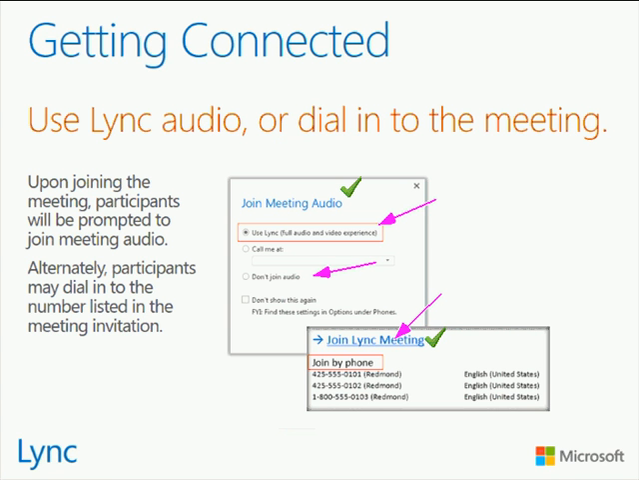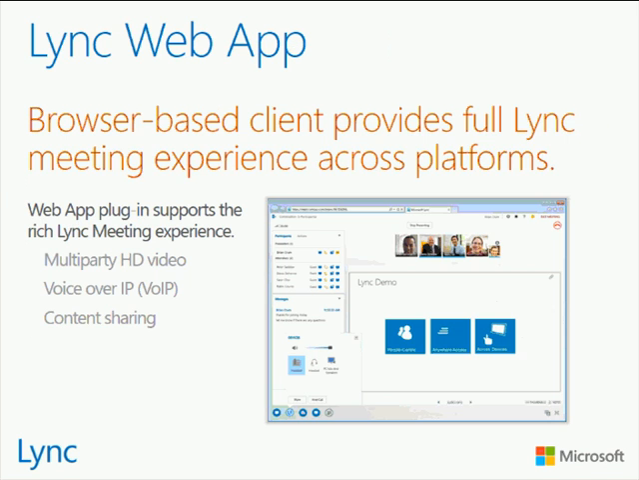So in most instances, I find that using the Lync audio is the easiest. I just put on my headset, it's got a microphone, and I'm ready to go. So you're going to have that prompt to choose whether you want to have the Lync audio or the telephone audio. Make your choice, and then do know that some people might join you via web app.